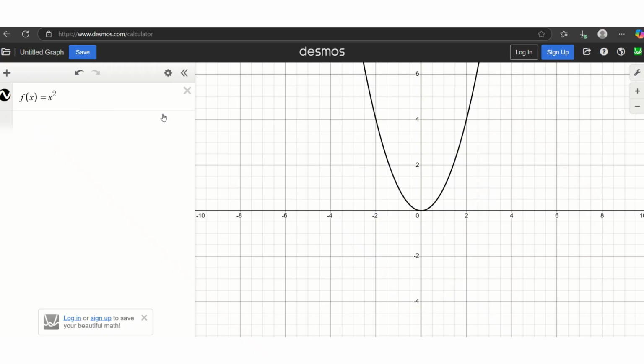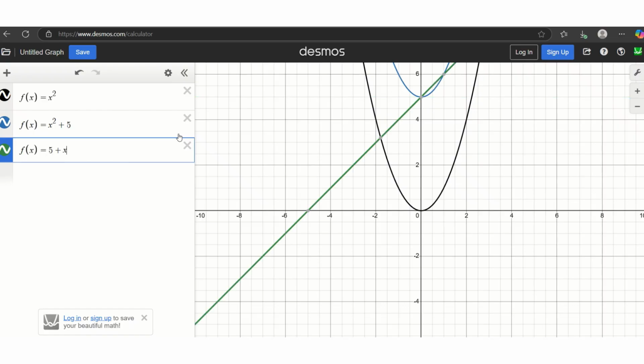So this is what I want to show you. I did not mean to get rid of that. Typically we would write x squared plus 5, but there's nothing about adding it outside that says it has to be after. So you could add it on the other side.